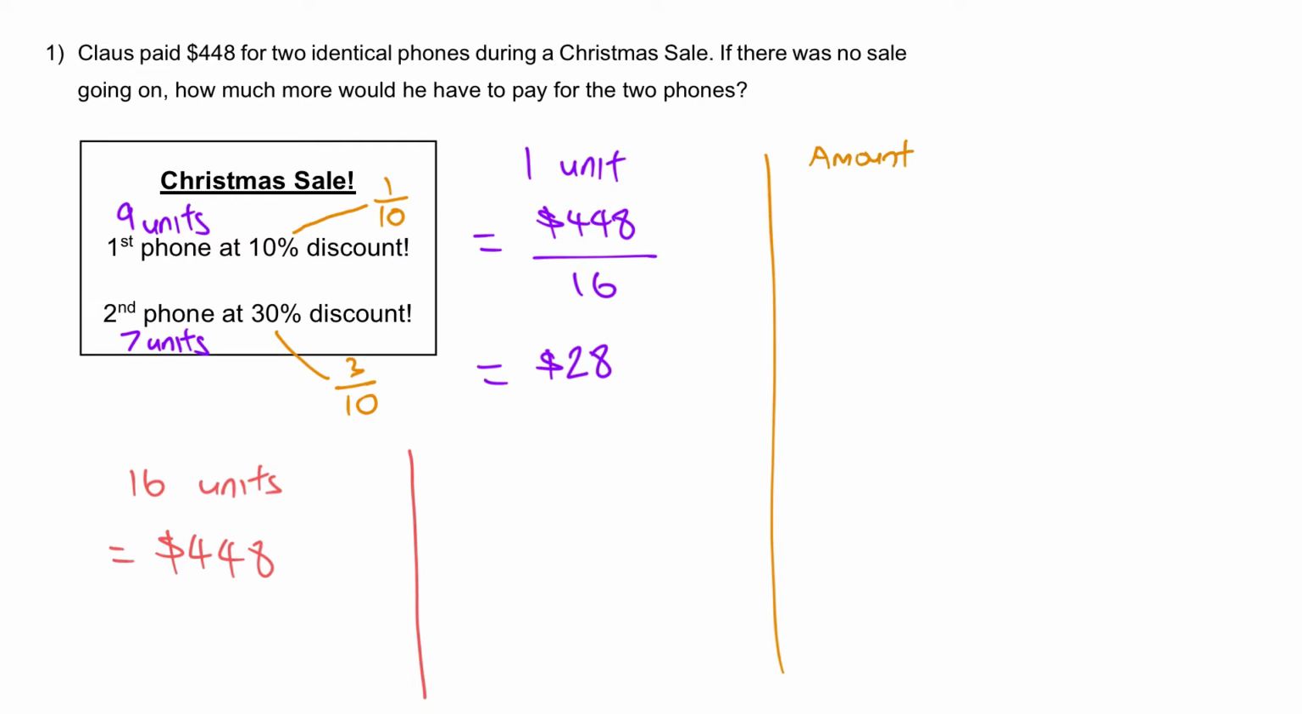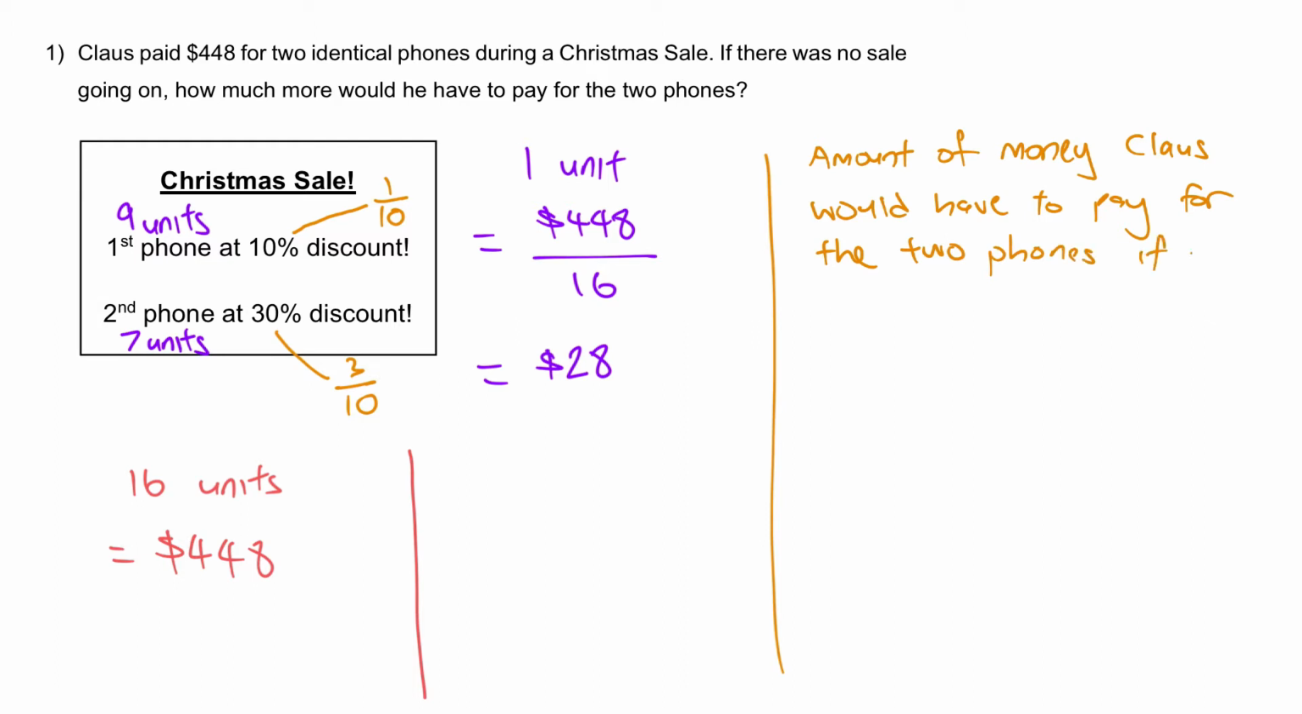Amount of money Klaus would have to pay for the two phones if there was no sale. Alright, so the amount of money is actually $28. This is for 1 unit. We're going to multiply it by 1 plus 3, that is 4, to find a total discount. So 28 times 4 is 56 times 2. That will give you $112.